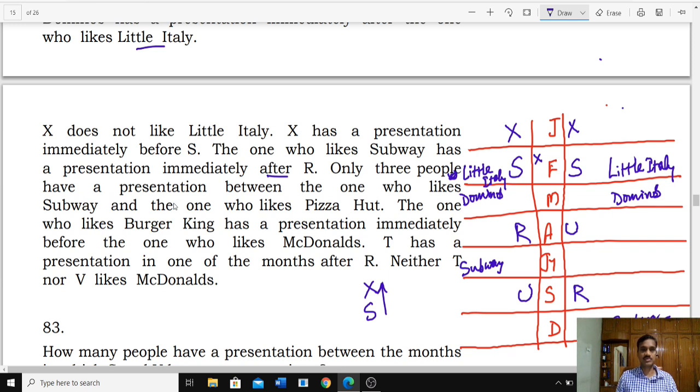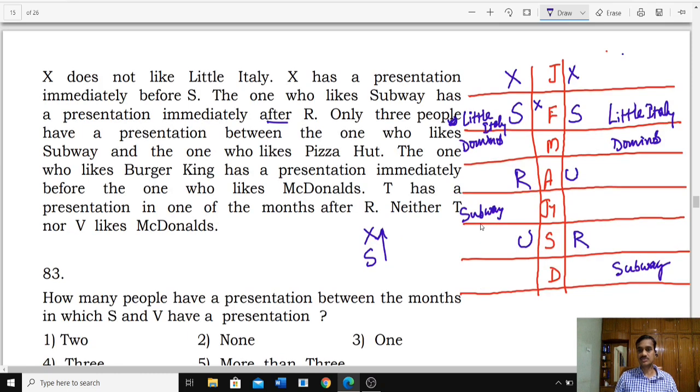Next one. Only three people have presentations between the one who likes Subway and Pizza Hut. Between Subway and Pizza Hut, there must be exactly three. In the first case, the one who likes Pizza Hut must be in the month of January. Now this is Pizza Hut. Between Subway and Pizza Hut, there must be exactly three. 1, 2, 3. Hence Pizza Hut and Domino's must be in the same place, not possible. And the second case is completely invalid. Now we are left with only the first one.